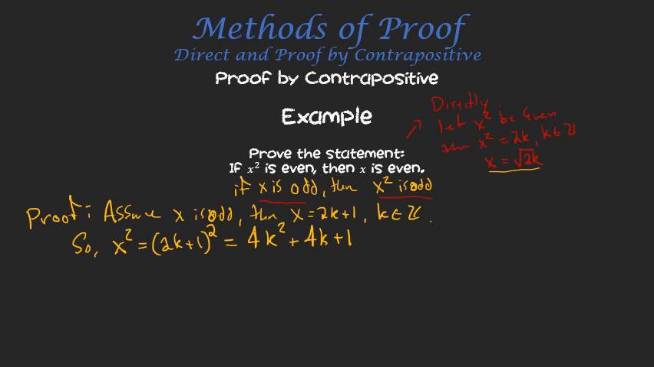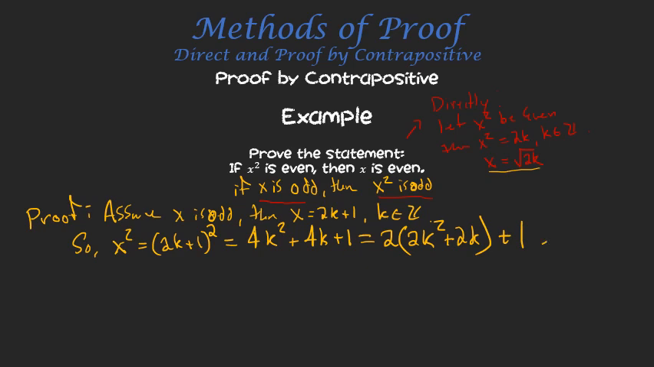Okay, and we'd like to come to the conclusion that x squared is odd. So what I'll do here is I'll factor out a 2. Notice we have 4k squared plus 4k. I can factor out a 2 from those 4s. So I can write this as 2 times 2k squared plus 2k, so I factored 2 out of those first two terms, plus 1.